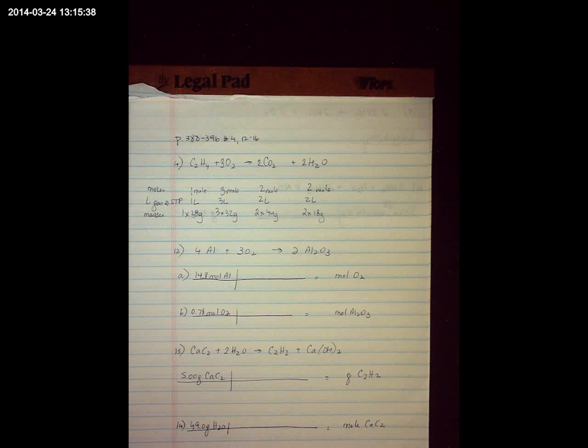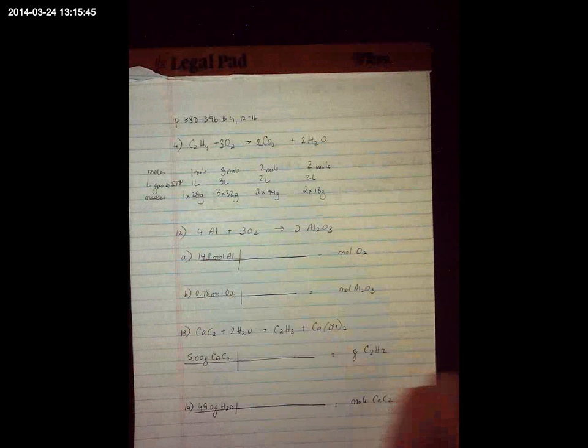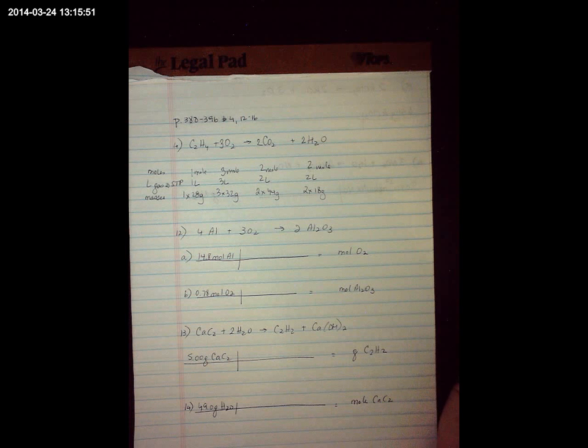Question number 12 gives me a new reaction. It gives me the synthesis of aluminum oxide from aluminum and oxygen. And what it asks, question number 12, for part A, is how many moles of oxygen are required to react completely with 15.8 moles of aluminum.